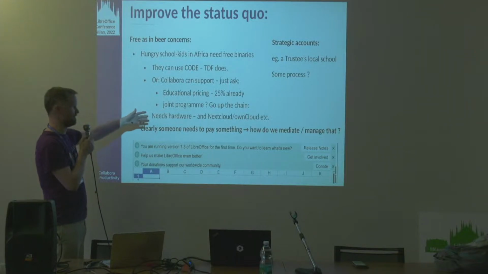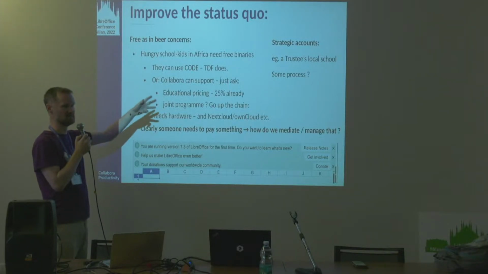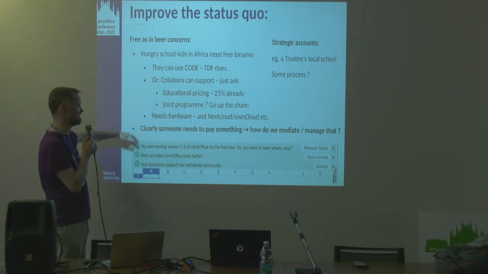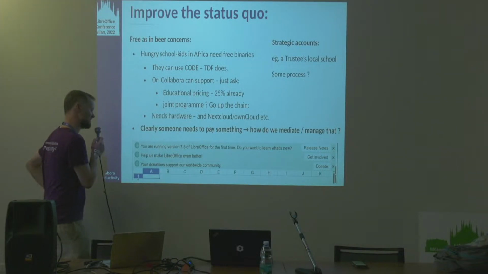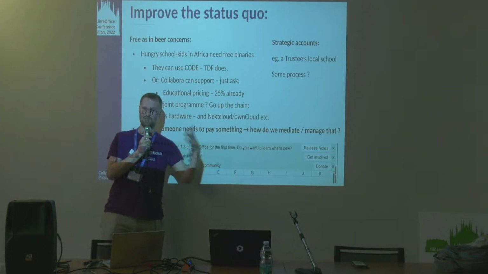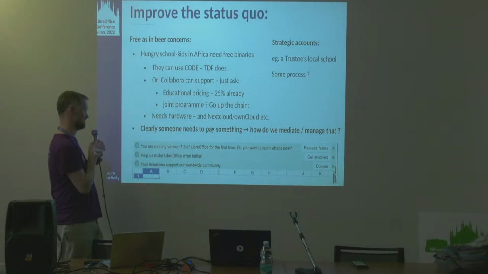Obviously, running Collabora Online needs a Nextcloud, a ownCloud, a PyDOC file, and so on, right? And it needs hardware to run on. And clearly, someone needs to pay for the hardware. I don't think anyone's arguing we should give away hardware. Although maybe we could. Perhaps that's an option. If there are strategic accounts and people feel that they want to install something in their local school and they want that, just talk to me. We can help you. Someone needs to pay something.